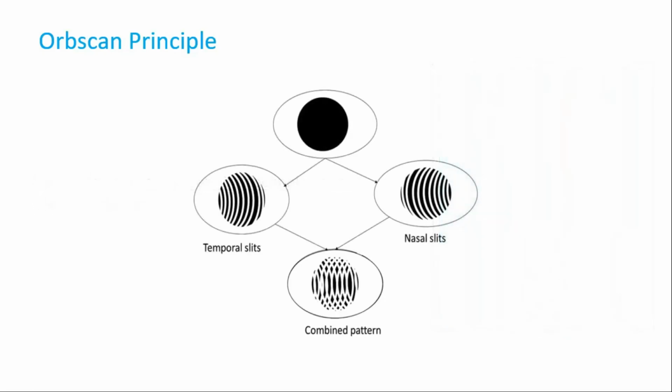In Orbscan, we have 40 scanning slits, 20 temporal and 20 nasal to the right and the left. A total of 240 data points per slit are used to scan the entire cornea from limbus to limbus. So when we multiply the 40 scanning slit beams with the 240 data points, a total of 9,600 data points of the entire cornea will be measured by Orbscan.